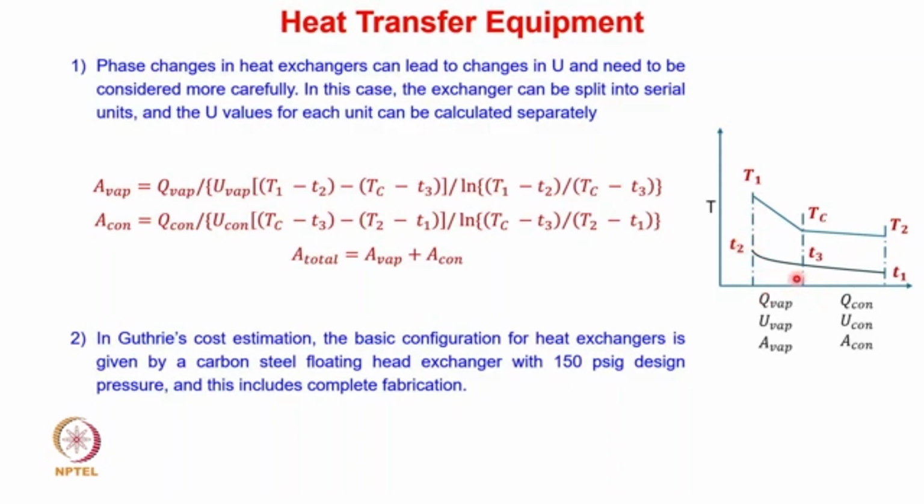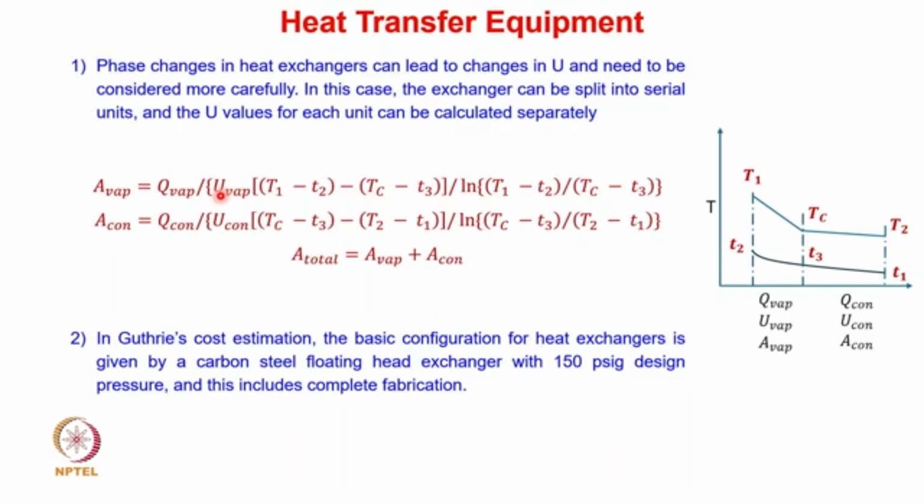For just the sensible heat transfer, this initial part we can take as part 1, whereas the second part, where the condensation is taking place primarily, we can take as part 2, and we can calculate the heat transfer area for both these parts and sum them up. When we take only the sensible heat into consideration, we calculate A vapor, which is given as Q vapor divided by U vapor into delta T LMTD. This U vapor will be calculated in a different way.